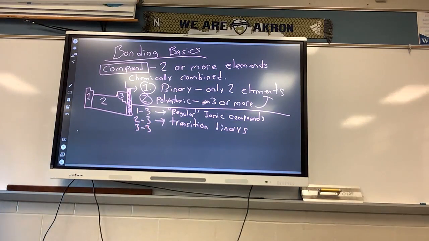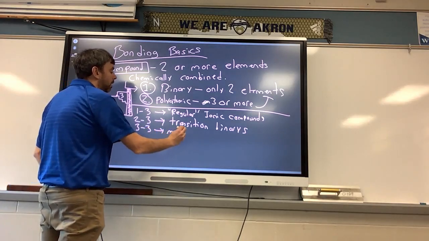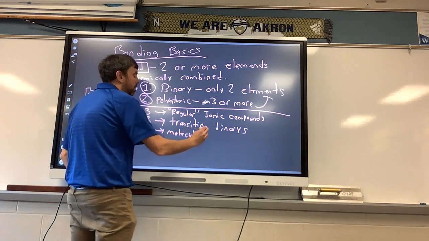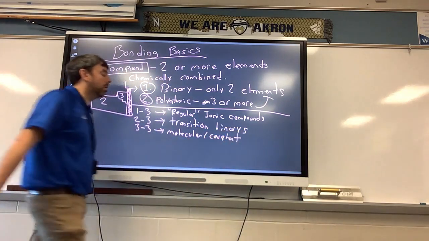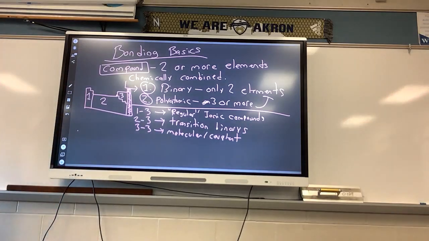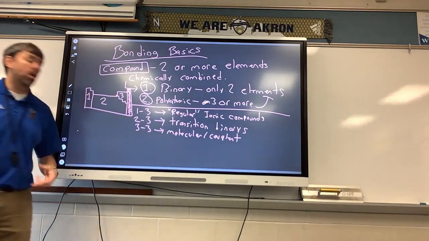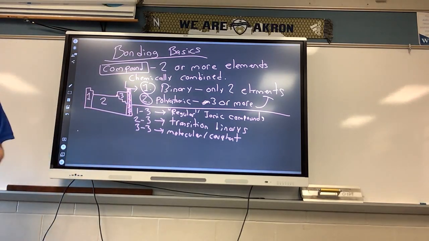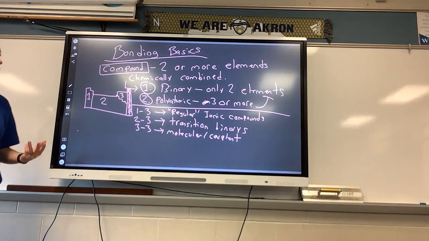And I can also match a 3 with a 3. Those are 2 non-metals together. These are called molecular, molecular or covalent compounds. So we can do a 1 and a 3, which is a regular binary ionic compound, a 2 and a 3, which is a transition binary, or a 3 and a 3, which is 2 nonmetals, called a molecular. So those are the 3 types of compounds.